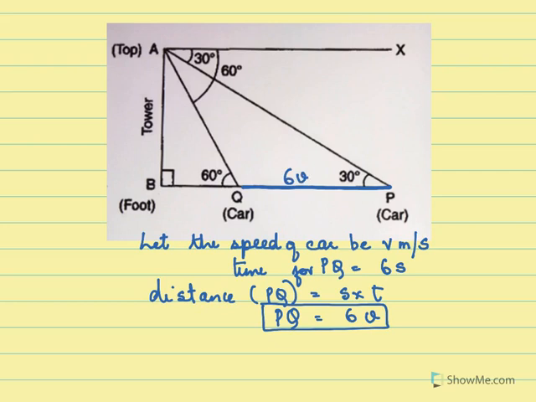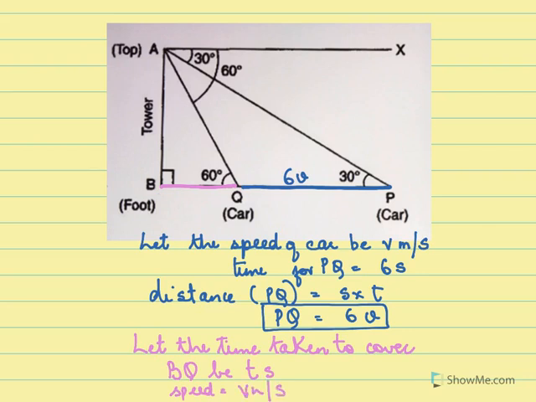Then we took up BQ. We said let the time taken to cover BQ be t second. So we know speed is the same. The speed is v meter per second. Therefore distance, which is BQ, equal to speed into time, and this was vt. So this we wrote as vt.